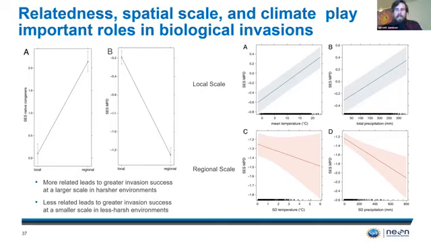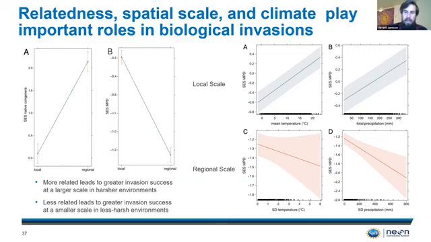So what does this all mean? They found that hypothesis one, that non-native species closely related to native species would be more likely to successfully establish because they might share adaptations to the local environment, happens at a larger scale and in harsher environments. This is likely the case because coexisting species need similar traits to survive larger, harsher environments.